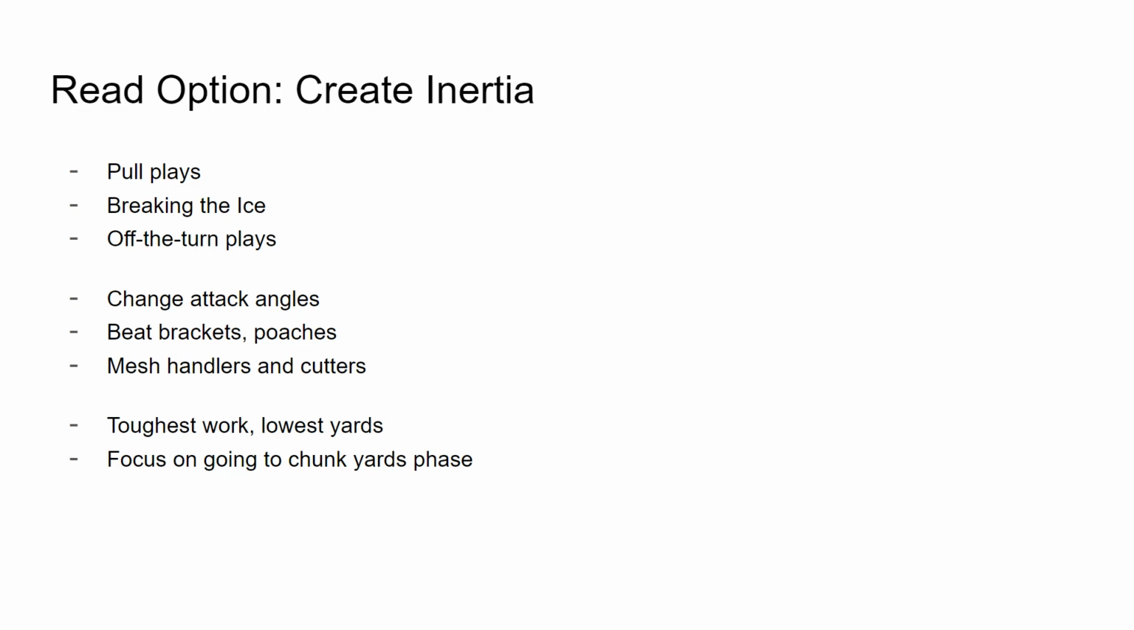The goal of the read option is to change the attack angles, to beat a bracket or a poach, and to create a connection between the handlers and the cutters to get them to mesh together. This is the hardest phase of the 4, and it will give us the lowest amount of yards. Our goal here is to focus on getting to the chunk yards phase.